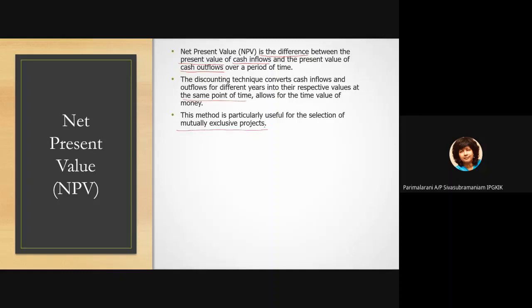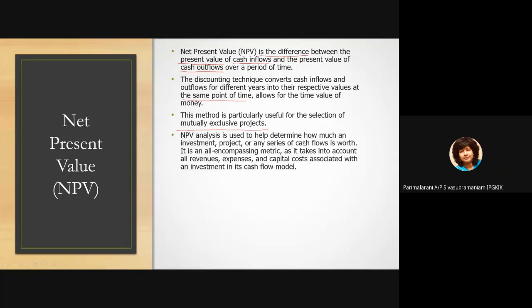What do we mean by mutually exclusive? Say there are two projects, projects A and B. Mutually exclusive means if you choose project A, you cannot choose project B. If you choose project B, you cannot choose project A. They are mutually exclusive. You can only choose one. So this method is very good for mutually exclusive projects, to choose between project A and project B.